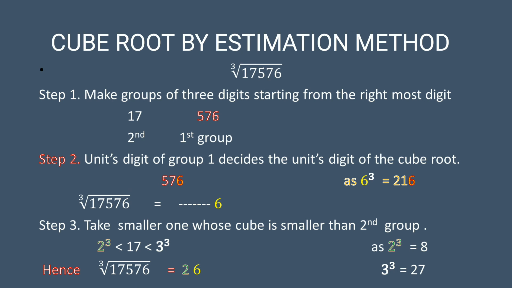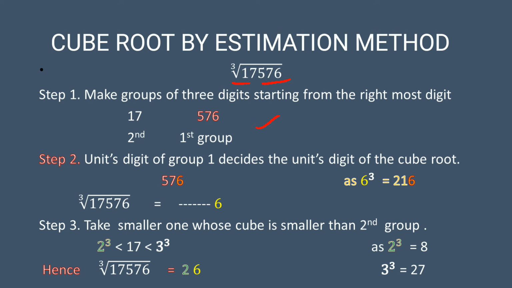As you know, in this chapter we have two methods to find the cube root. First one is the prime factorization method and the other one is the estimation method. In this, we will learn about the estimation method to find the cube root. This method has three steps. In the first step, we will make groups of the number. Start from the rightmost digit and make a group of 3 digits as the first group and the rest of the digits in the second group, but not more than 3.